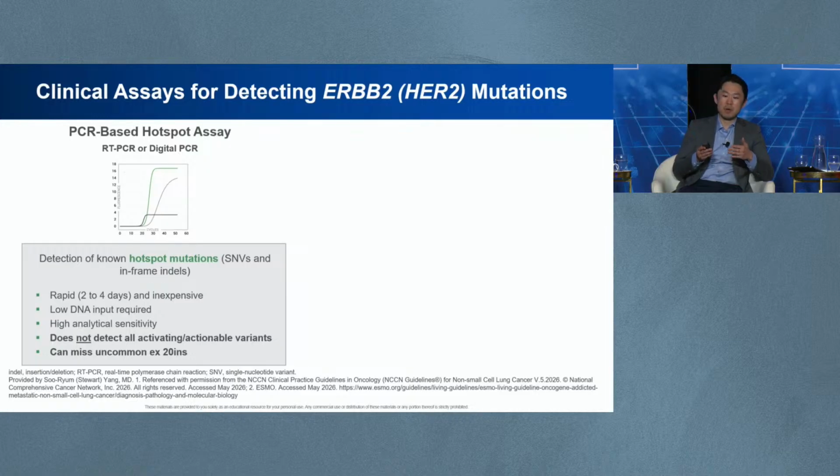For the activating HER2 mutations, there are 2 broad strategies. We can use a PCR-based hotspot assay to identify these mutations. Here, the benefit is that this is fairly rapid, requires low DNA input, and has quite high clinical and analytical sensitivity. But the big drawback is that it doesn't detect all the activating and actionable variants and can miss some of the uncommon exon 20 insertions. Depending on the design of the panel, it captures around 75 to 80% of all activating HER2 mutations.